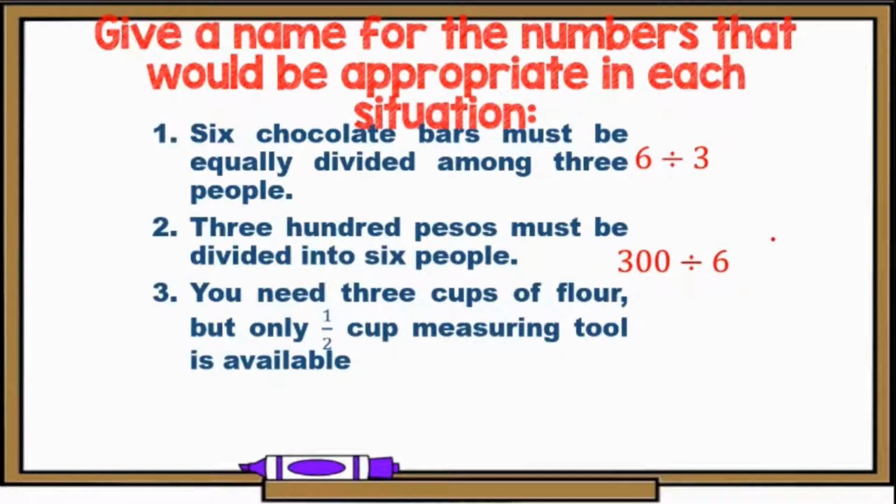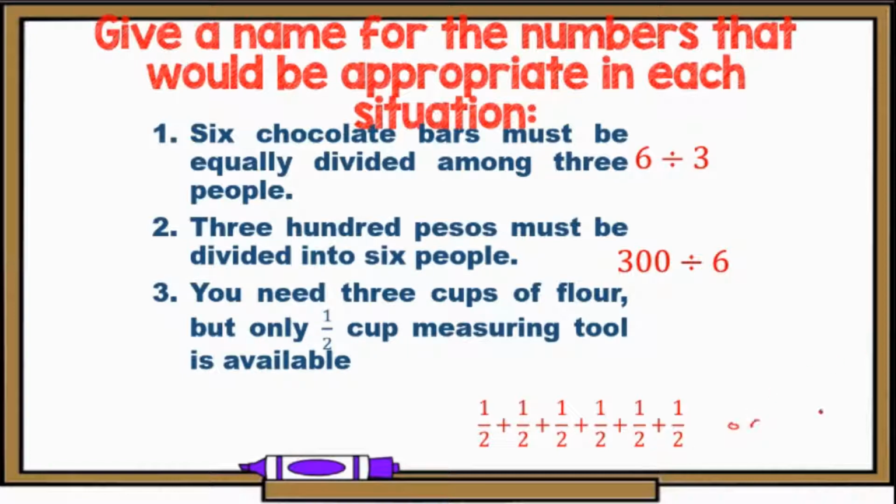And finally, for number 3, you need 3 cups of flour but only a 1/2 cup measuring tool is available. What are we going to do? We can repeat the process 6 times. So 1/2 cup plus 1/2 plus 1/2 plus 1/2 plus 1/2 plus 1/2, you will end up with 3 cups of flour.